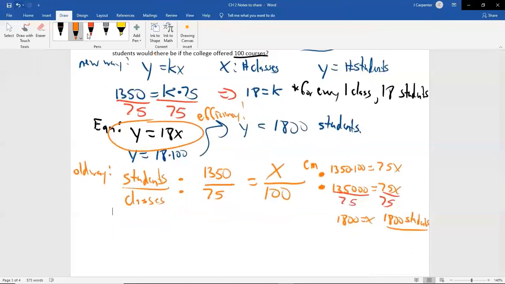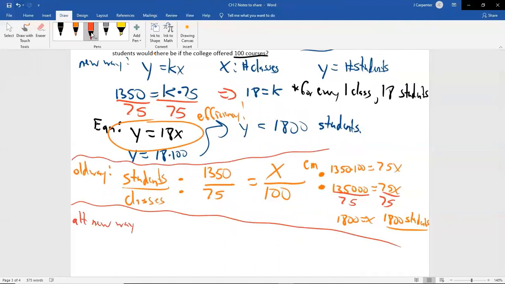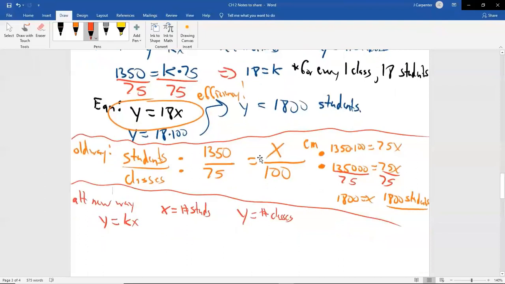Let me go one last time, and we're going to do this alternative new way. So I chose to do the x was the classes and y was the number of students. Let's still do y equals kx, but now I'm going to swap those. X is going to be the number of students, and y is going to be the number of classes. Let's see what happens if we do it this way, if we still get the same answer and what looks different.